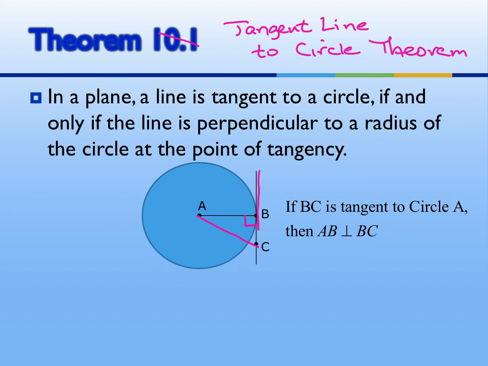And this is a tangent line, and it's hitting at point B, which is the point of tangency. So if BC is tangent to circle A, so it's touching circle A at point B, then I know that this radius, when it connects, is going to be perpendicular.